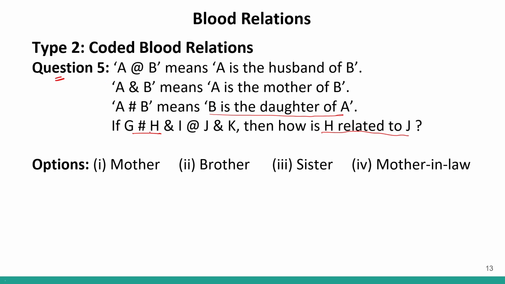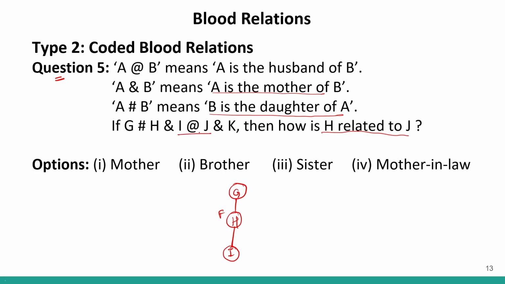So G hashtag H will mean H is the daughter of G. So H would be female, and G's gender would be unknown. H and I means H is the mother of I. So I's gender is unknown but H is female. That is already confirmed.